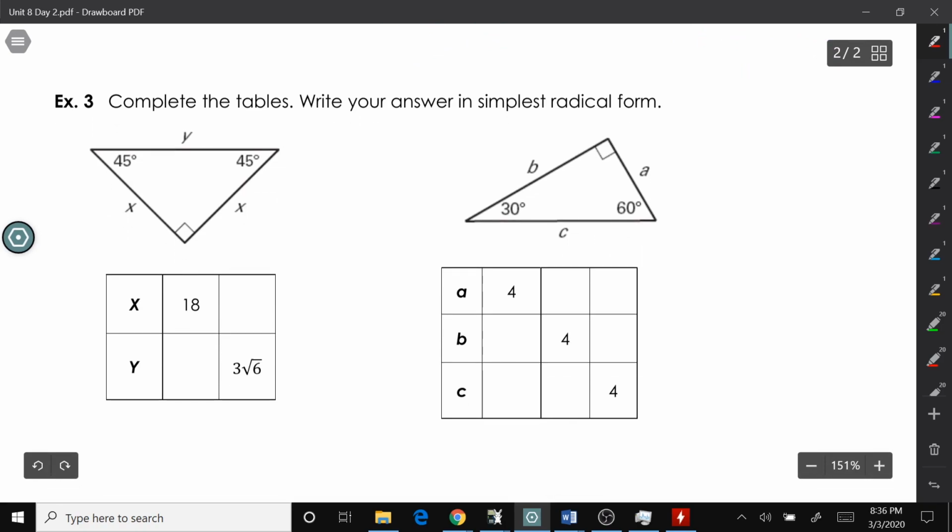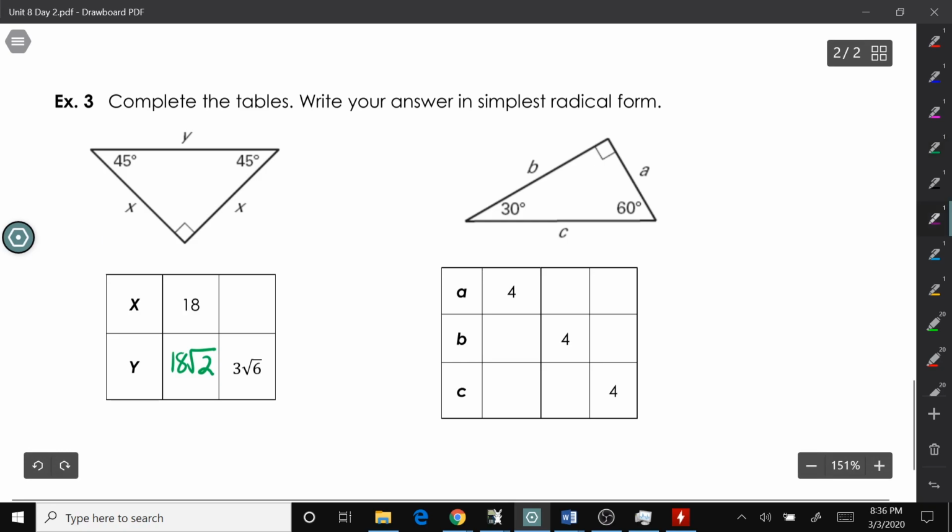Alright, example 3 will kind of review a little bit from yesterday. So what this is saying is, okay, if x is 18, what does y got to be? Well, in a 45-45-90 triangle, remember that the hypotenuse is the square root of 2 times the leg. So this is going to be 18 times the square root of 2.